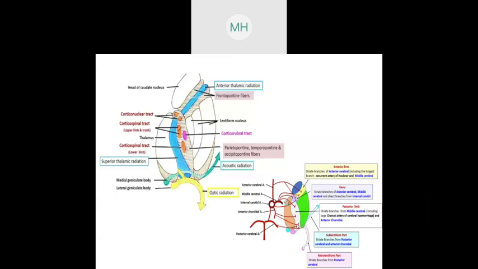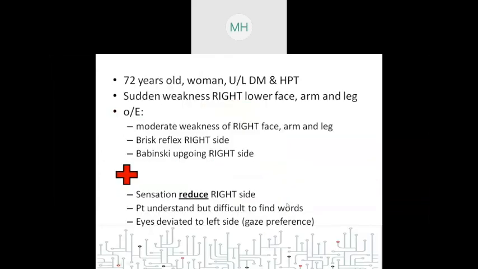Okay, so we move on to the next one. Same patient, another patient came in, 72 years old also. And then you do all this examination, you noted sensation is also reduced. Sensation reduced, and then the patient has some language problem, has difficulty to talk, but she can understand.